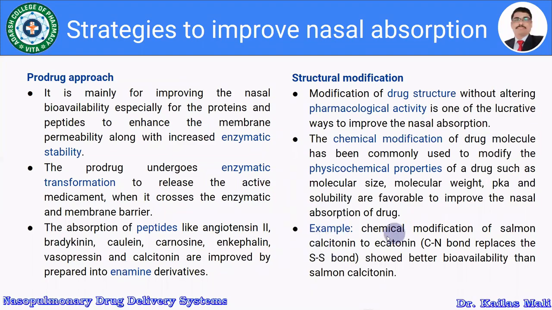For example, chemical modification of salmon calcitonin to elcatonin showed better bioavailability than salmon calcitonin. That is, a C-N bond replaces the S-S bond, right? So this is about the structural modification.